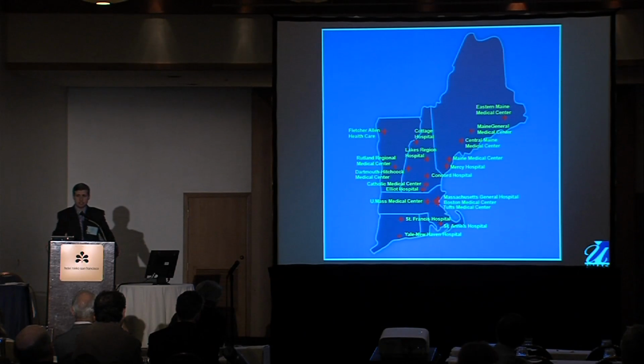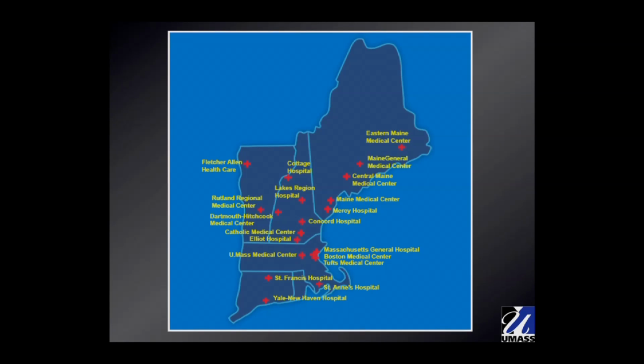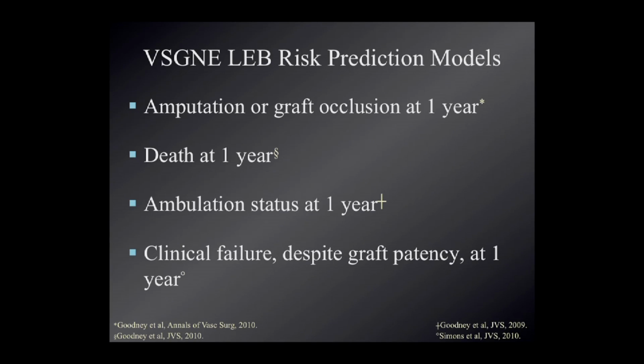So I want to tell you a little bit about some additional work we've done using the VSGNE data set, trying to better understand what factors affect outcomes and how we can predict this in advance when meeting a patient and discussing treatment strategies. So I'm going to talk about 4 of the models that I was involved with creating with some other very talented co-authors. Phil Goodney's been very involved with this, Brian Nolan, Jess Simons. And we looked at amputation or graft occlusion at 1 year, death at 1 year, ambulation status at 1 year, trying to get a little more at the functional status. And then this concept of clinical failure, where a patient, despite having a patent graft at 1 year, still does not have resolution of their symptoms.